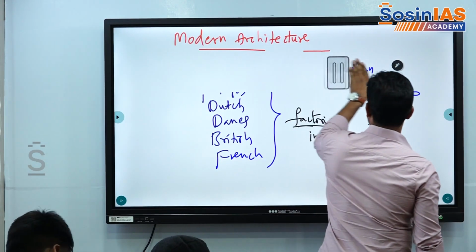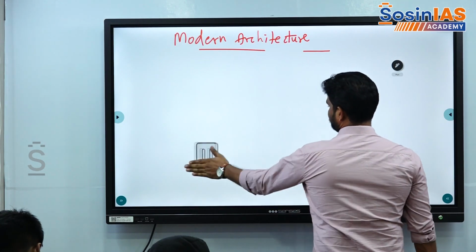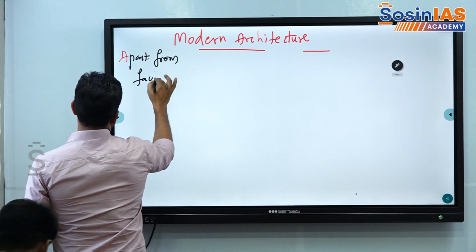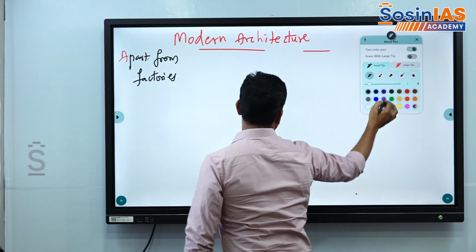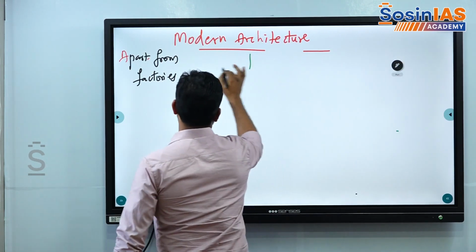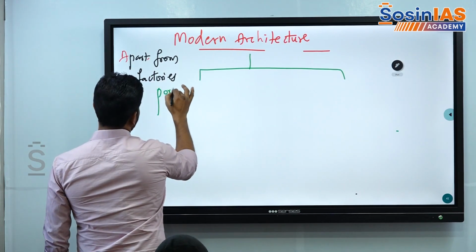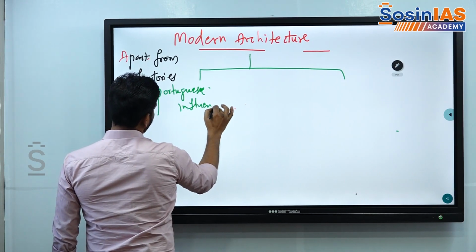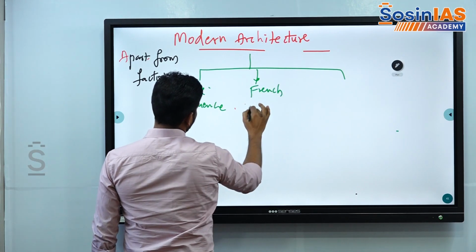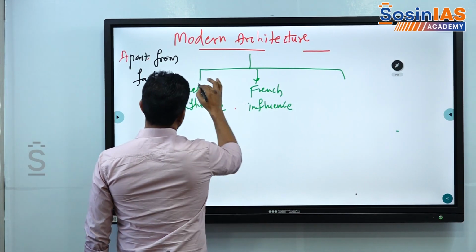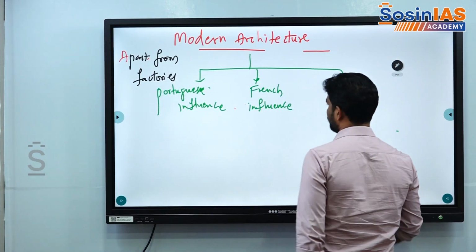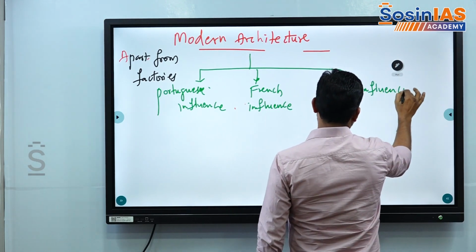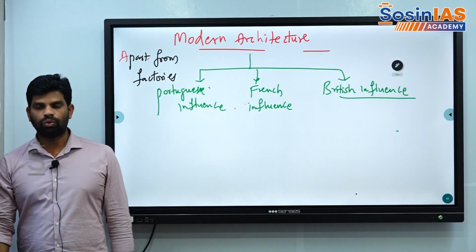And in this modern architecture, apart from factories, they constructed modern buildings, and especially the Portuguese influence, next French influence, and of course the British influence. So these Europeans' influence showed in the construction of the buildings.